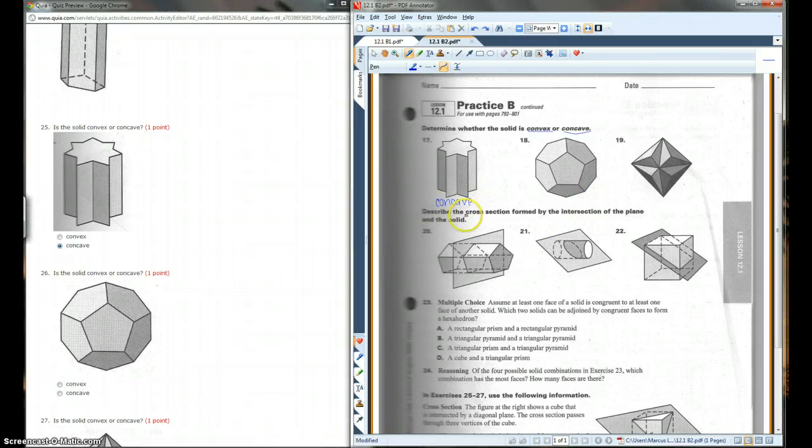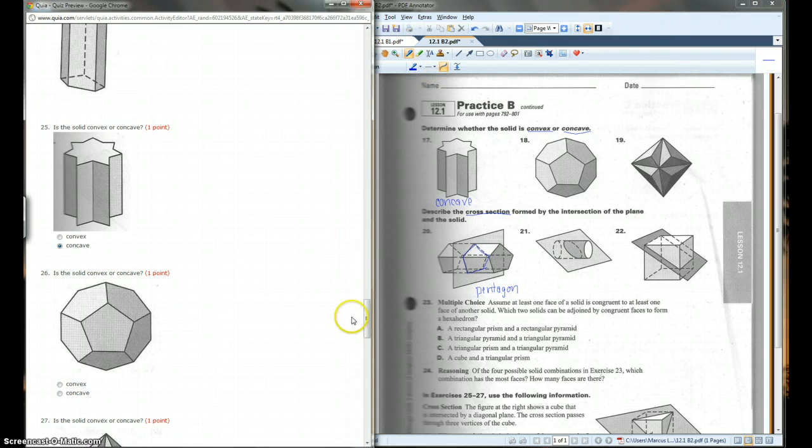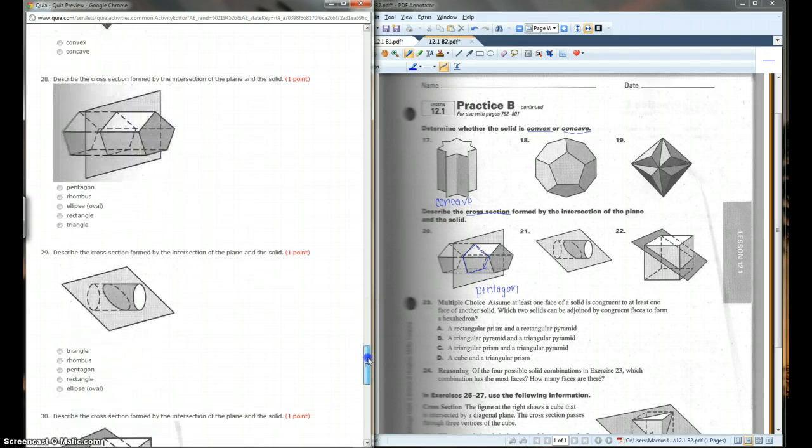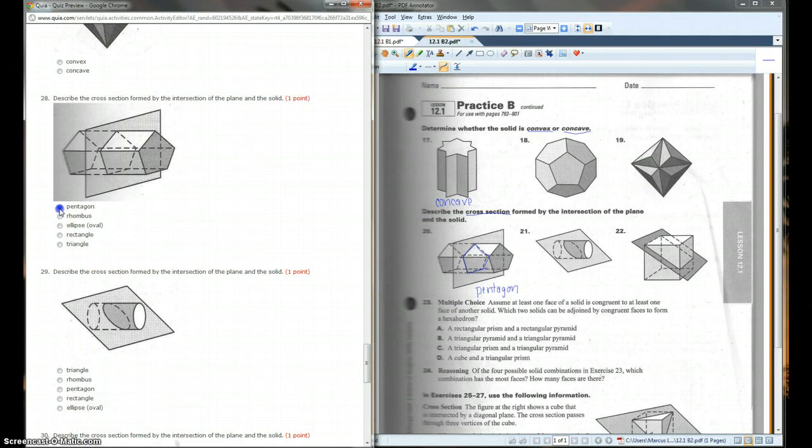Alright, in the next section, it says, describe the cross-section formed by the intersection of the plane and the solid. On number 20, this is where the plane intersects the solid. If you count the sides, there are 5 sides, so this is a pentagon. And this one corresponds with number 28. There we go.